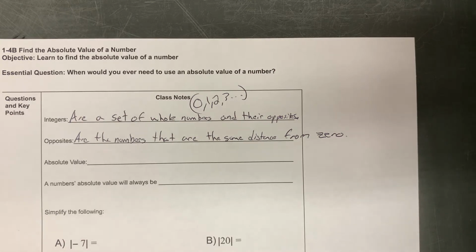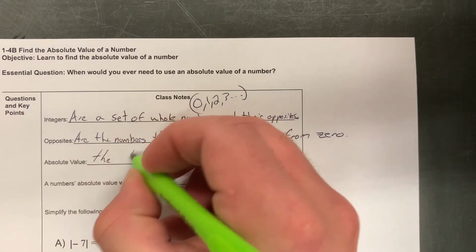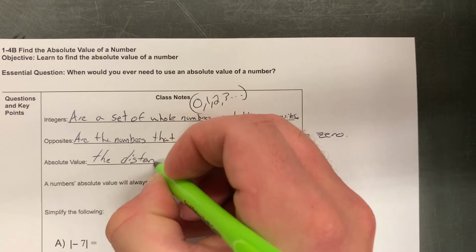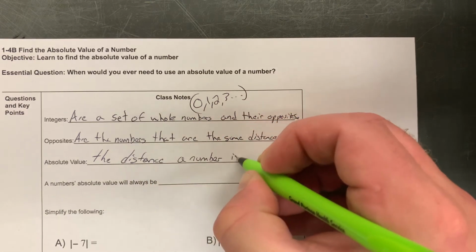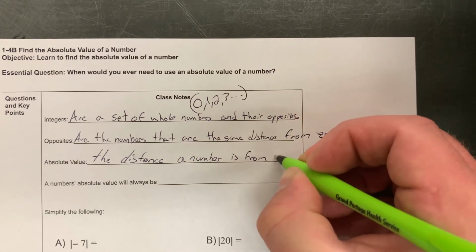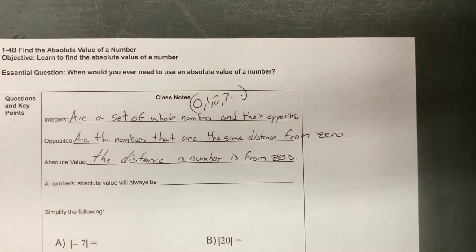And that brings us to the next point, absolute value. Absolute value is what we're going to be working with today and tomorrow as well, so it's very key for this lesson. Absolute value is the distance a number is from 0. So since it's the distance it is from 0, a number's absolute value will always be positive.